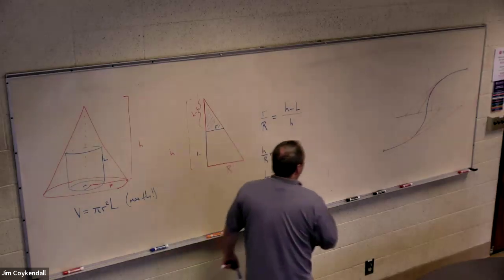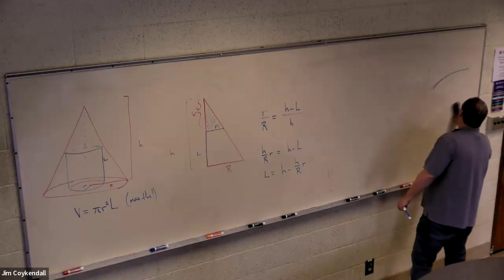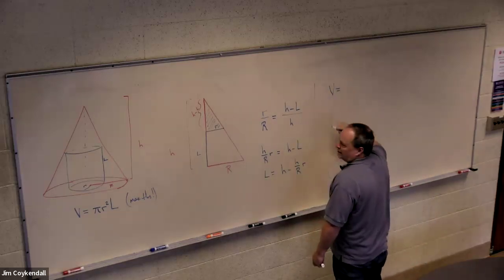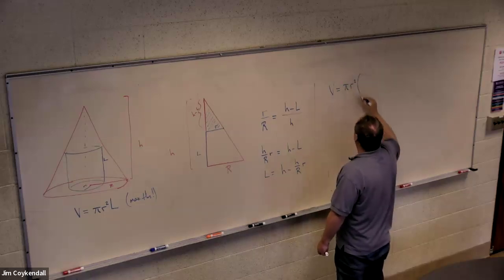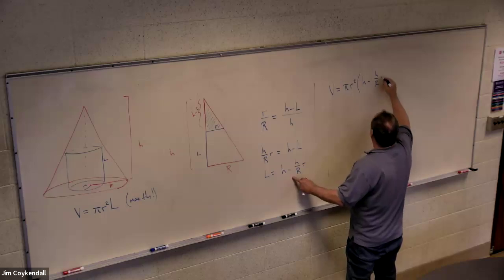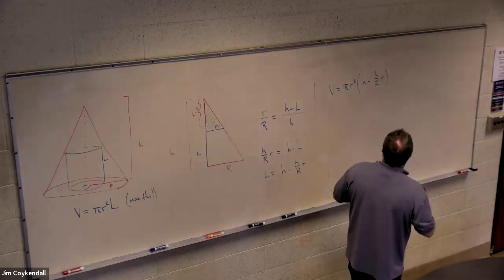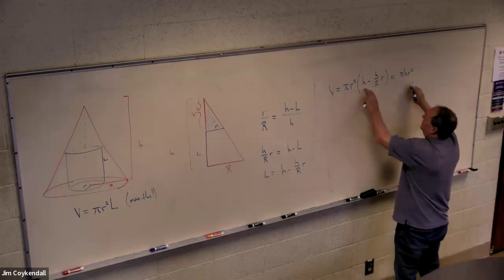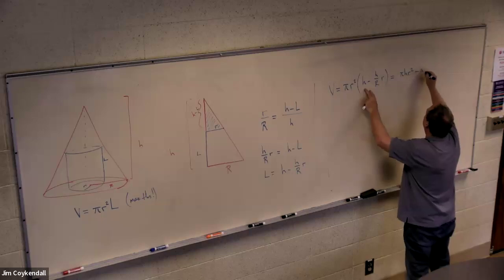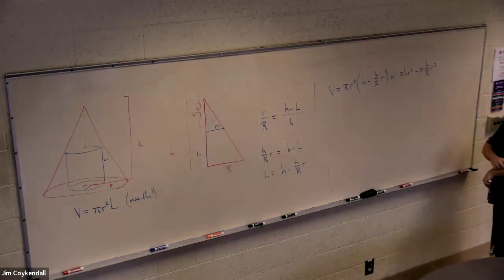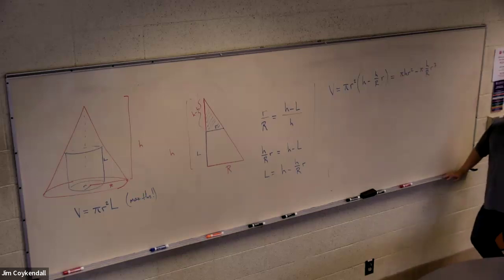So this allows me to get a new improved formula for the volume of that cylinder. The volume is now pi r squared times L, which is H minus H over R times r. That might be convenient in some ways, and I can also write this as pi H r squared minus pi H over capital R times r cubed.